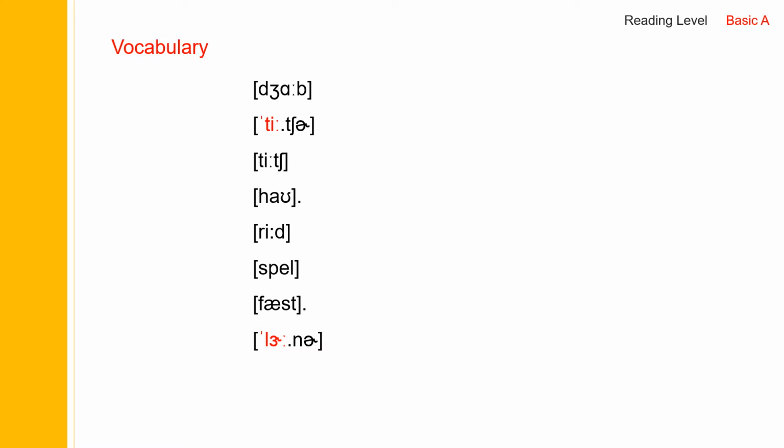You know, before we read the story, let us practice vocabulary. The first one, job. Job spells J-O-B, job. He has a job. And next one, teacher. Teacher spells T-E-A-C-H-E-R, teacher. He is a teacher.